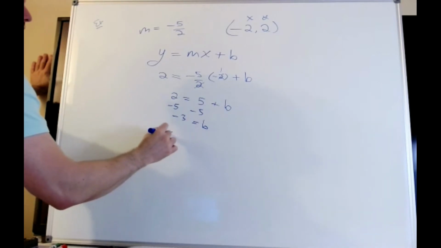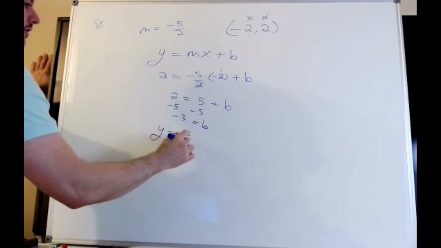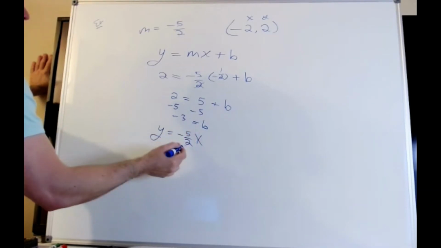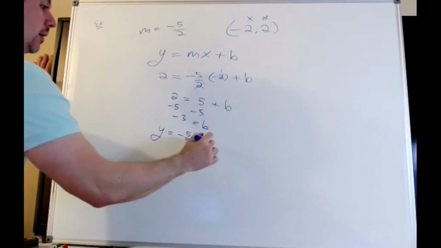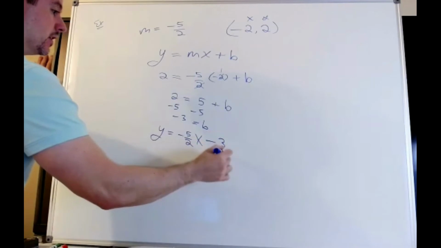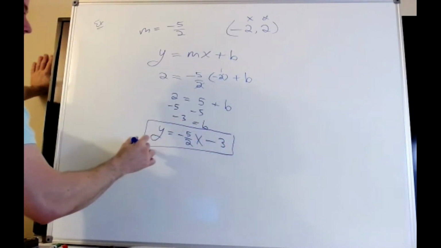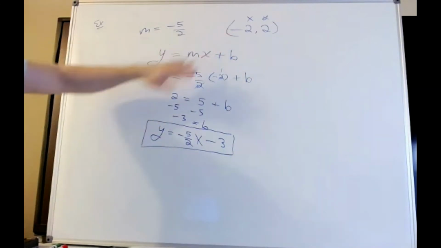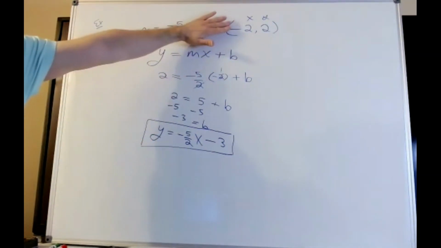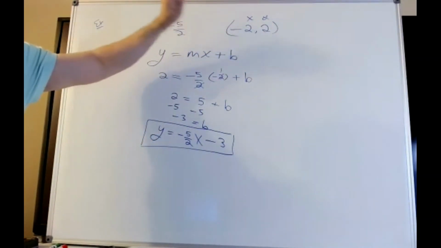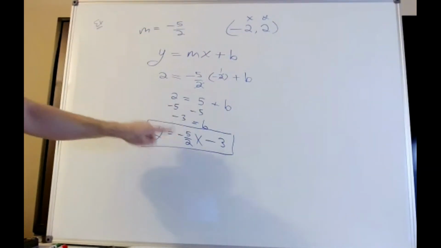So you get y equals negative 5 over 2 x, your m is negative 5 over 2, minus 3. This is your tangent line at that point. This tangent line would be different if I change the point. At that particular moment in time, this is the tangent line.